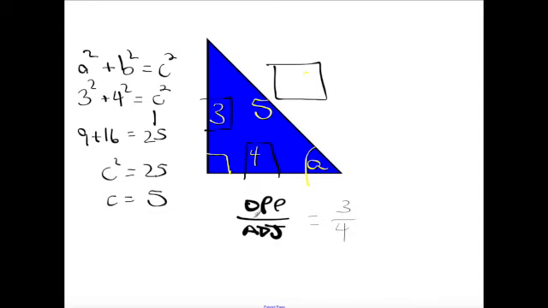And there's a name for that ratio. We don't call it that. We call it something else. And that something else, in this case, is tangent. So tangent is the opposite to the adjacent.